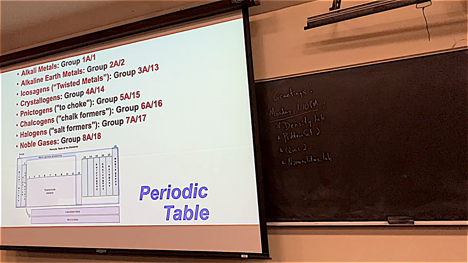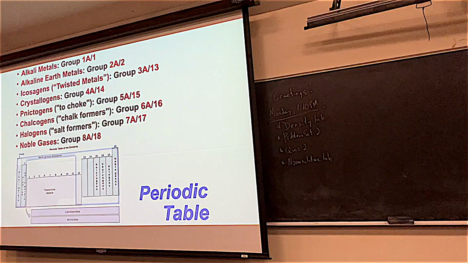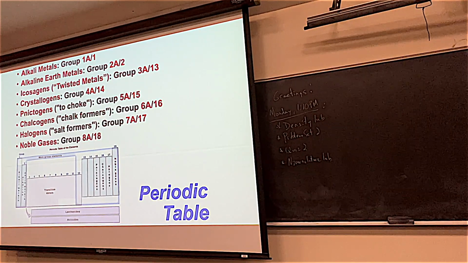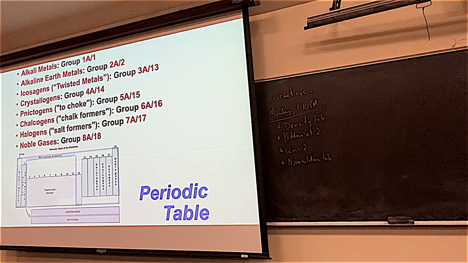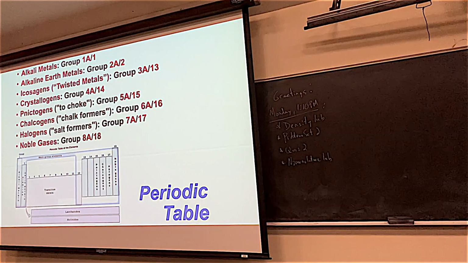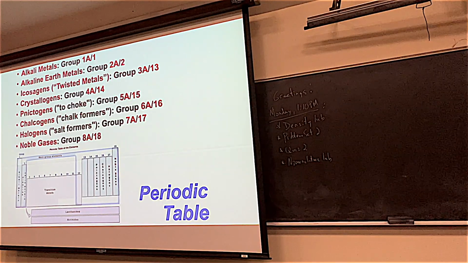Alkaline earth metals are group 2A, right next door. Magnesium, calcium, beryllium, strontium, also very common. So alkali metals, group 1A, alkaline earth metals, group 2A. They sound really familiar. I am just the messenger. I did not make these names, but just realize that they are right next to each other and they are different.